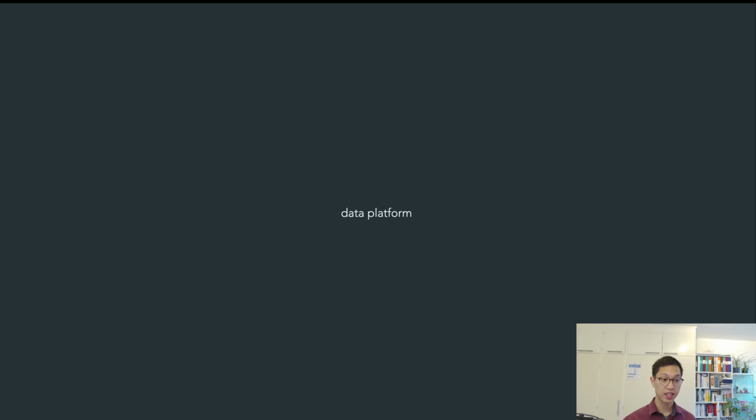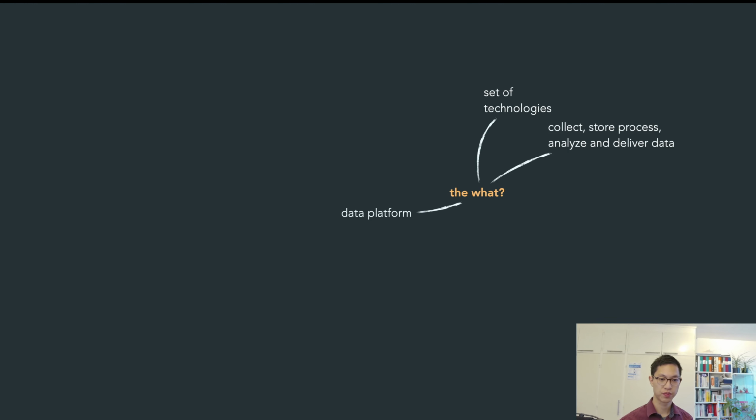So now we will take a look at what the data platform is. It's a set of technologies to collect, store, process, analyze, and deliver the data. You manage data workflows in the platform, so you support data-driven decision-making. The platform is used so that you can answer questions based on data, right?